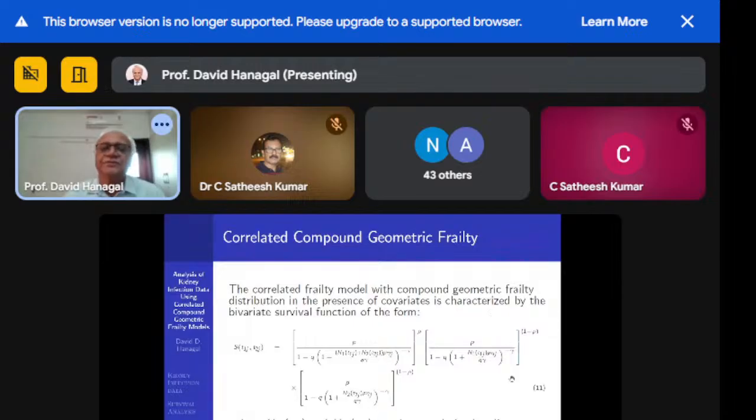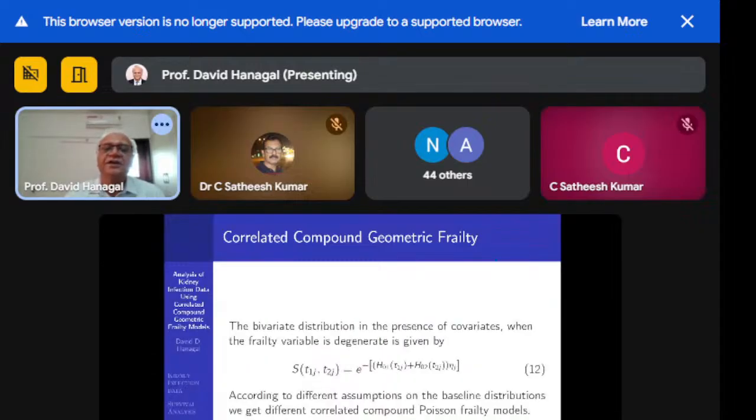This is using some covariate factor, eta z. Eta z is the function of the covariates that are there. This is without frailty, then T1, T2 are independent here. When there is no correlated frailty, this is the case.